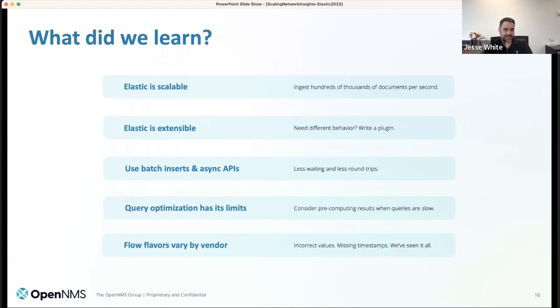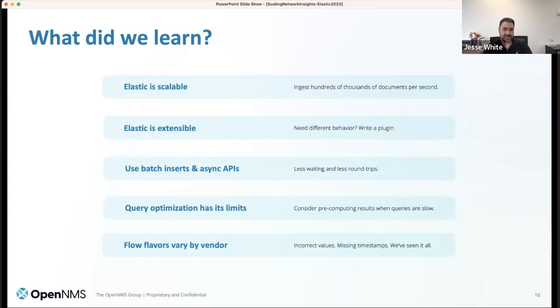We did find through performance tuning of our application that batch inserts and asynchronous APIs were the way to go. So we had a lot less waiting, fewer round trips there. We were able to get the throughput that we needed. Did find that query optimization has its limits. So again, no matter how much we tried to optimize those queries that were 30 minutes or more, we just weren't able to get them there fast enough. So what we ended up having to do was pre-compute some of the data, pre-aggregate it, and do that as part of the ingest path to be able to get the read performance that we were looking for.